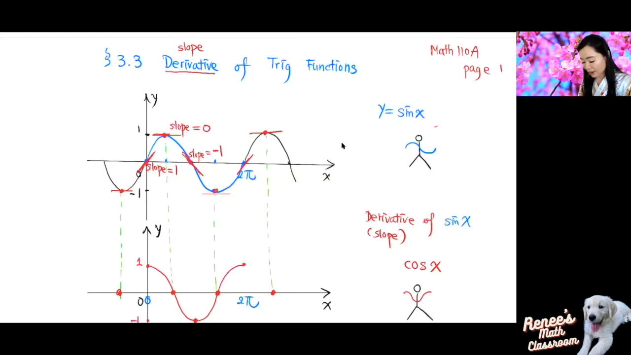We know the graph of sine of x has a period of 2 pi. So I'm going to draw from 0 to 2 pi. The graph of it is going to be like this. The function value will be 0, 1, 0, -1, and 0 over here. So it's a curve like this.